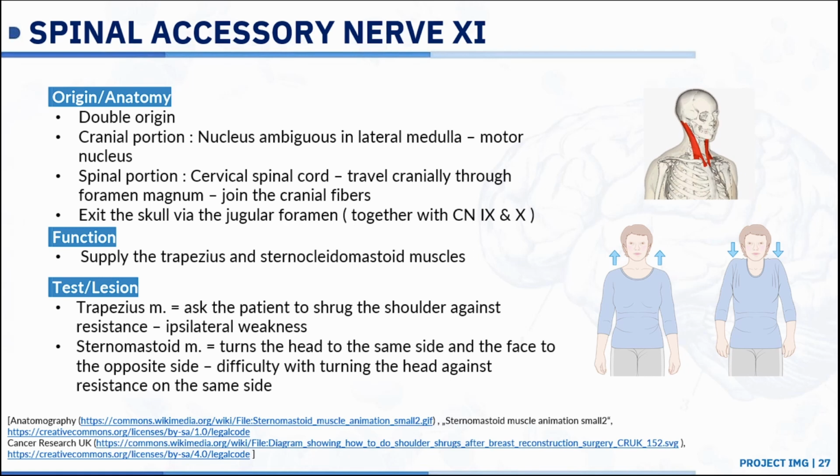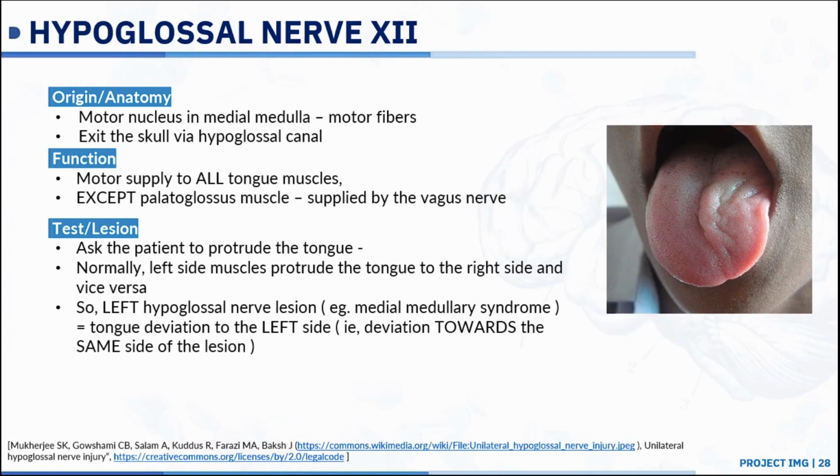Test and lesion. Trapezius: ask the patient to shrug the shoulder against resistance. Ipsilateral weakness. Sternomastoid: turns the head to the opposite side and the face to the same side. Difficulty with turning the head against resistance on the opposite side.